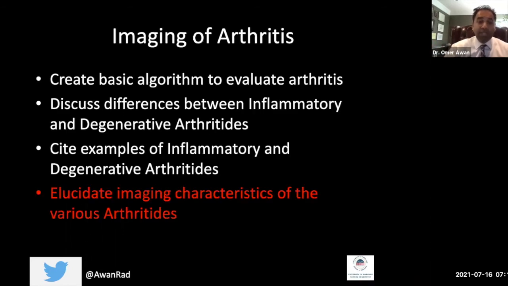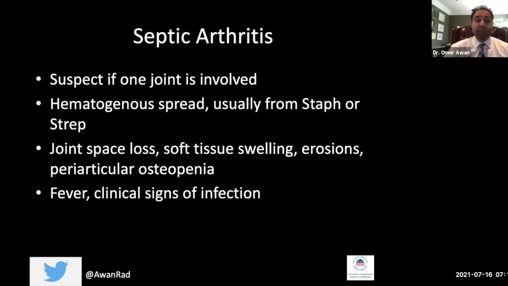So now let's go into the radiographic manifestations of these different types of arthritises. Again, we're only going to really focus on radiographs because that's really the mainstay of evaluation. We of course do MRI to look for early erosions in rheumatoid arthritis and other findings like tenosynovitis, synovitis and things like that. But we're going to focus really on plain film characteristics. So septic arthritis, we'll start with that.